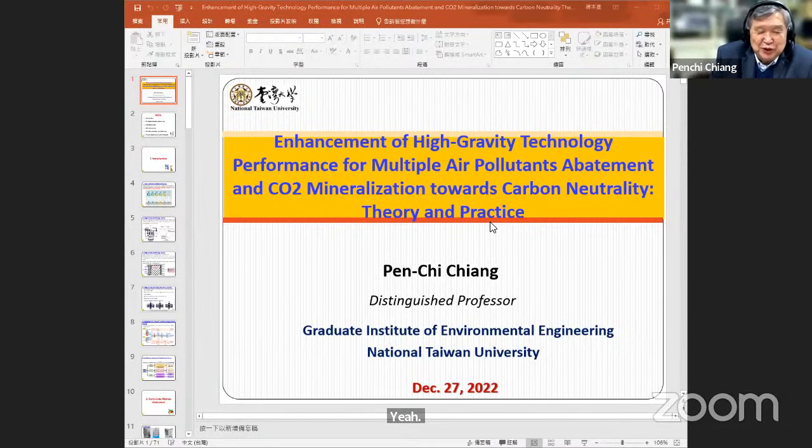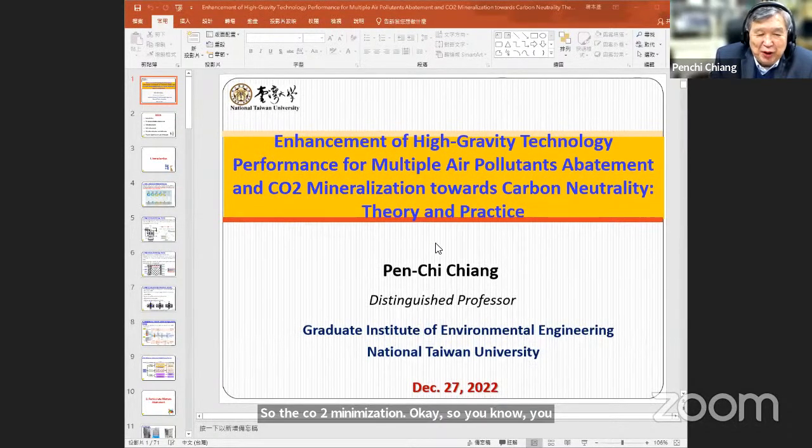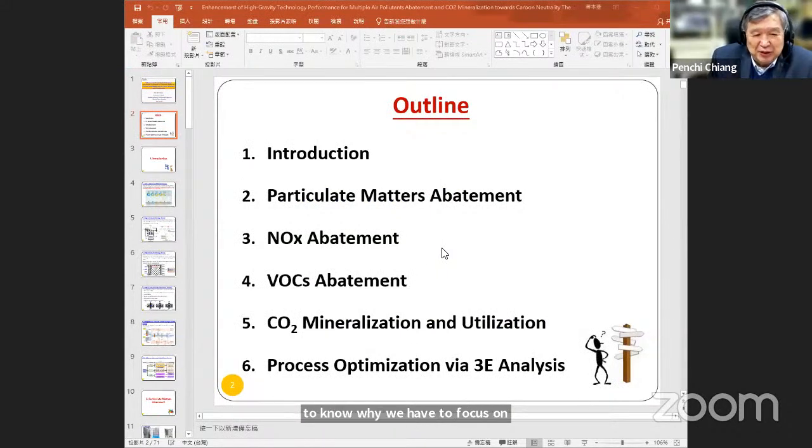So my subject is fully focused on the air pollutant abatement and also the CO2 mineralization. You have to know why we have to focus on this subject, because the particulate matter is quite important. The NOx, we call these the criteria pollutants. The VOC is like a hazardous air pollutant. The CO2 mineralization and utilization also is quite important because that's a climate change issue. So we try to develop one technology, to see how we can solve the issues simultaneously.